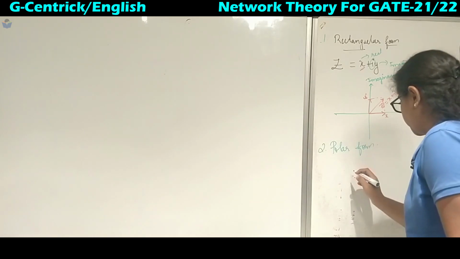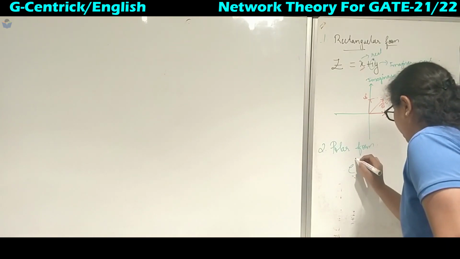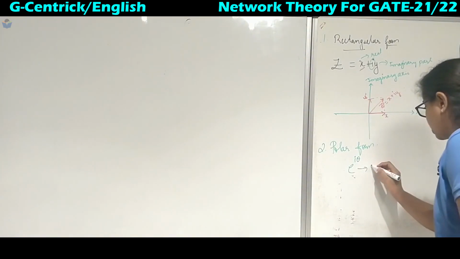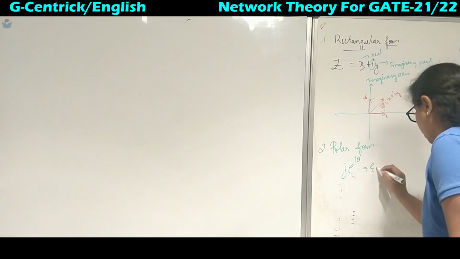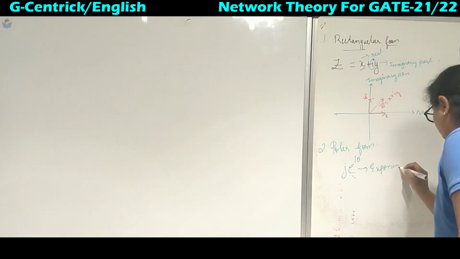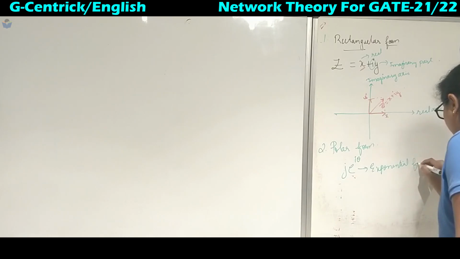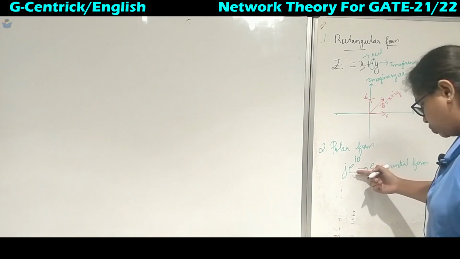Okay, so we will represent it as e to the power j theta. This is in the exponential form. We will write it here as j, in exponential form. So this is in the form of the exponential.